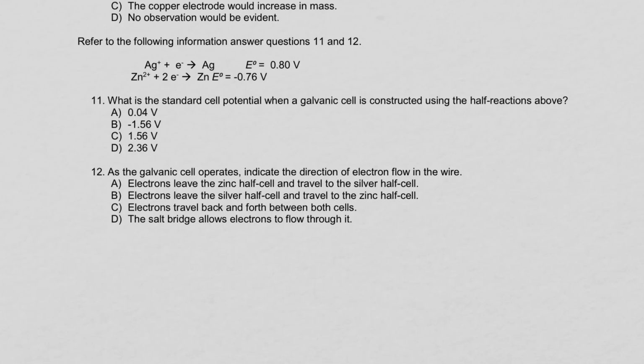In questions 11 and 12, we're given 2 half reactions, one involving silver and one involving zinc, and their individual reduction potentials. Question 11 says, what is the standard cell potential when a galvanic cell is constructed using the half reactions above? A galvanic cell, students are required to know, is a thermodynamically favorable reaction that should have a positive overall cell potential. So if we look at the 2 cell potentials given, we see that silver is positive 0.80 volts and the zinc is negative 0.76 volts.